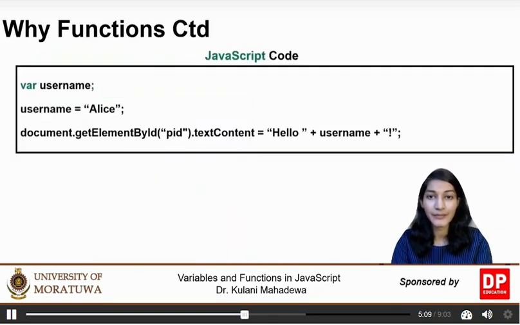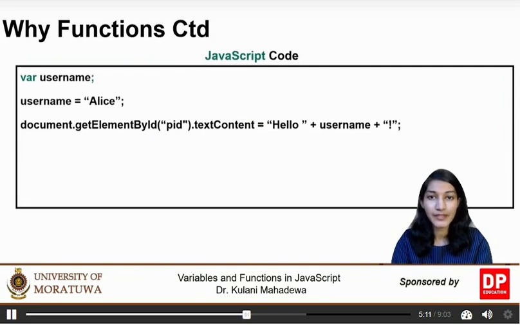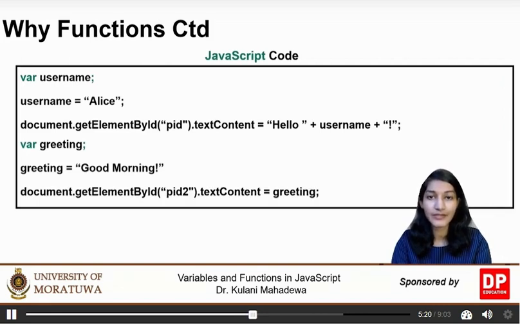So this is our JavaScript code. Similar to the previous, we have created a variable named greeting. Then give good morning as the value. Finally, we use the same DOM API call to set the text of the paragraph tag. The only change in the DOM API call is the ID of the paragraph tag and the assigned value, which is greeting. Here, we assume the existence of another paragraph tag with the ID attribute as PID2.